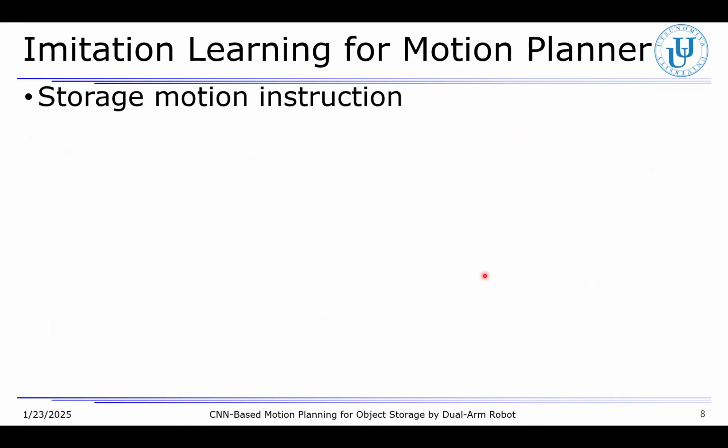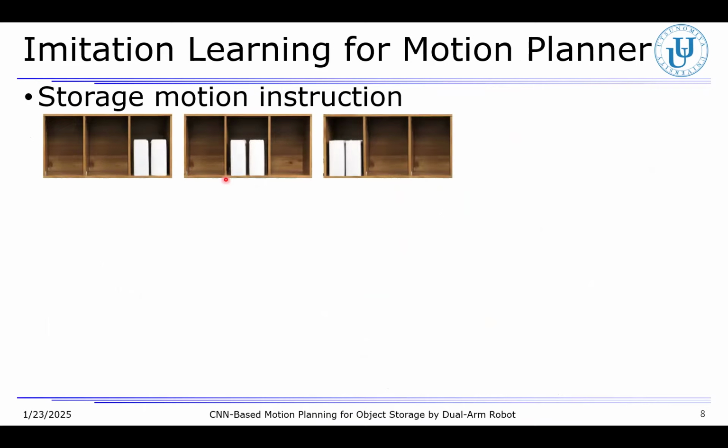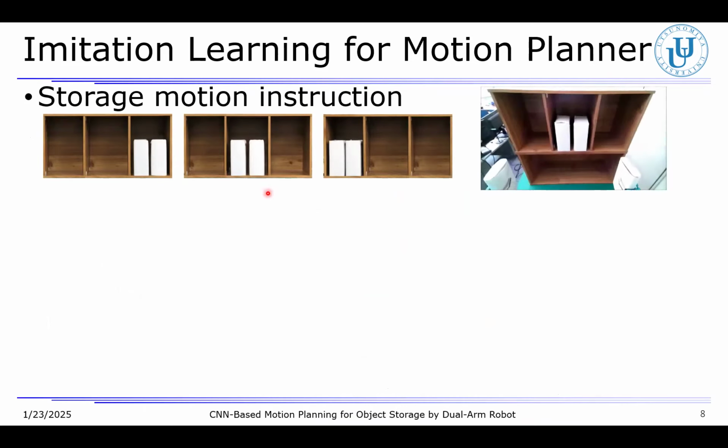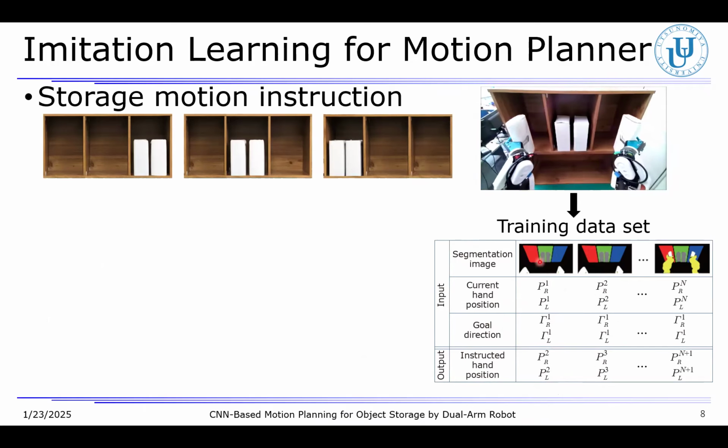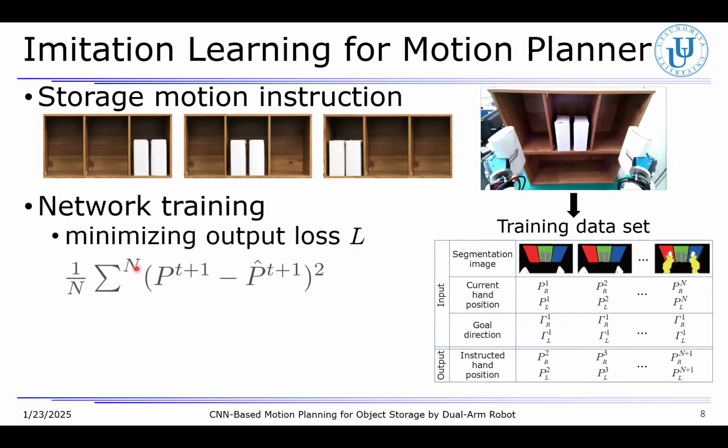Okay, for imitation learning, first off, storage motions are instructed by an expert operator. For this purpose, these three environments, depending on the position of the placed objects, were prepared, and the storage motion is indicated as you can see here in this movie. And during the motion instruction, the robot registers the multimodal inputs and instructed motions, which are the next hand positions. In doing so, the training dataset, as you can see here, is collected. So this dataset is then used for imitation learning.